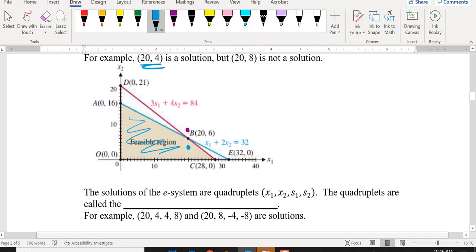The solutions of the E system. Wait a minute. What does E system mean? The E system is when you've introduced the slack variables and turned the inequalities into equations. Okay, the solutions of the E system are quadruplets. Quad meaning 4. You have to have a value for your two variables, x1 and x2, and for your two slack variables, s1 and s2. So the solutions of the E system are quadruplets. The quadruplets are called the expanded coordinates.